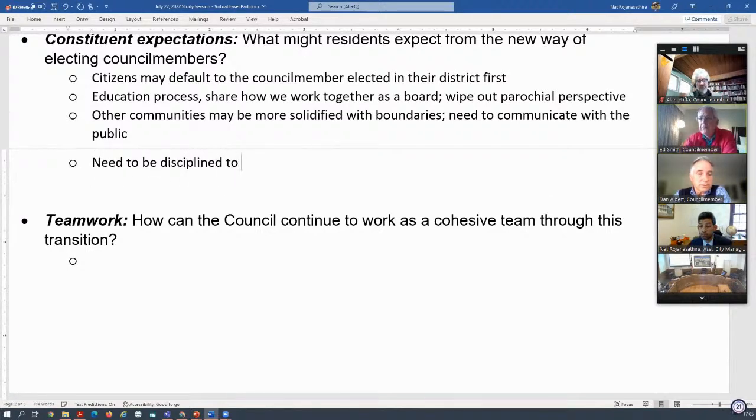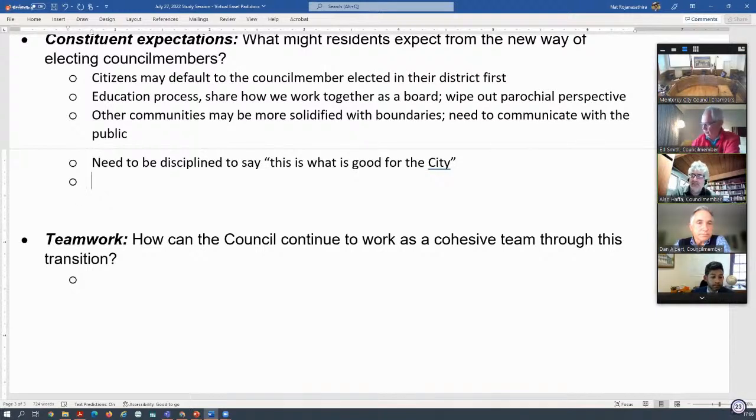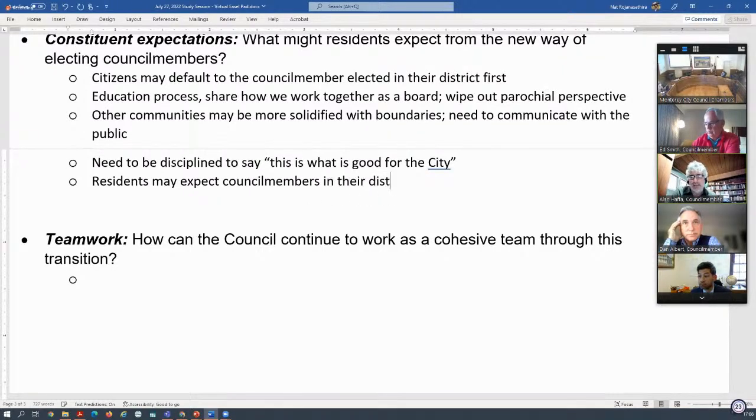Alan, I see your hand. Yeah, here I maybe have a little bit of a different point of view than the staff report. For example, I think the staff report said that council members in their districts shouldn't expect to be able to use city resources to, for example, have district-related community meetings. But I think, in fact, that's what residents may expect when there's a project coming into a district that's controversial. I think residents are going to expect perhaps a neighborhood or district meeting. And I think they're probably going to look to their districted council member to be a leader in putting that together. And I don't think that's completely inappropriate.